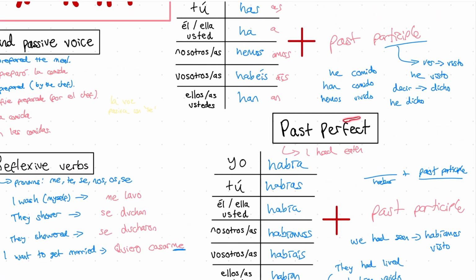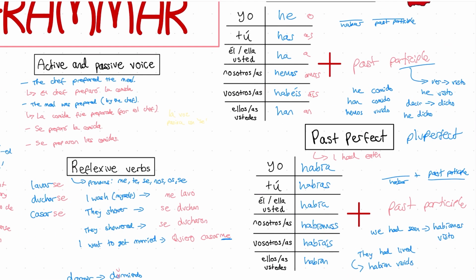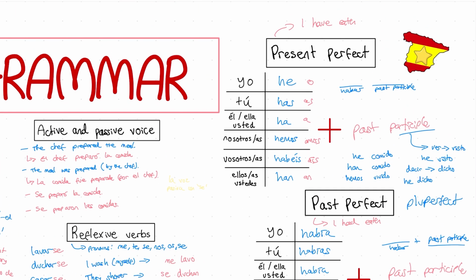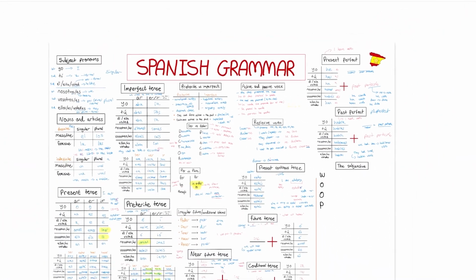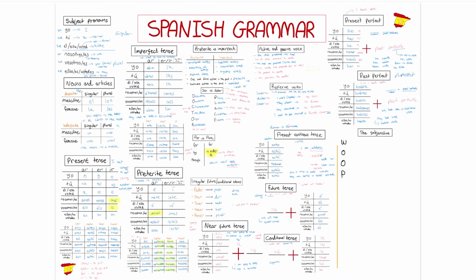But this is also called the pluperfect as well. If you want to look it up somewhere else, it can be referred to as the pluperfect as well. So these are the two perfect tenses that you will see at GCSE and A-Level. And that is going to be all the tenses we're going to cover in this video.